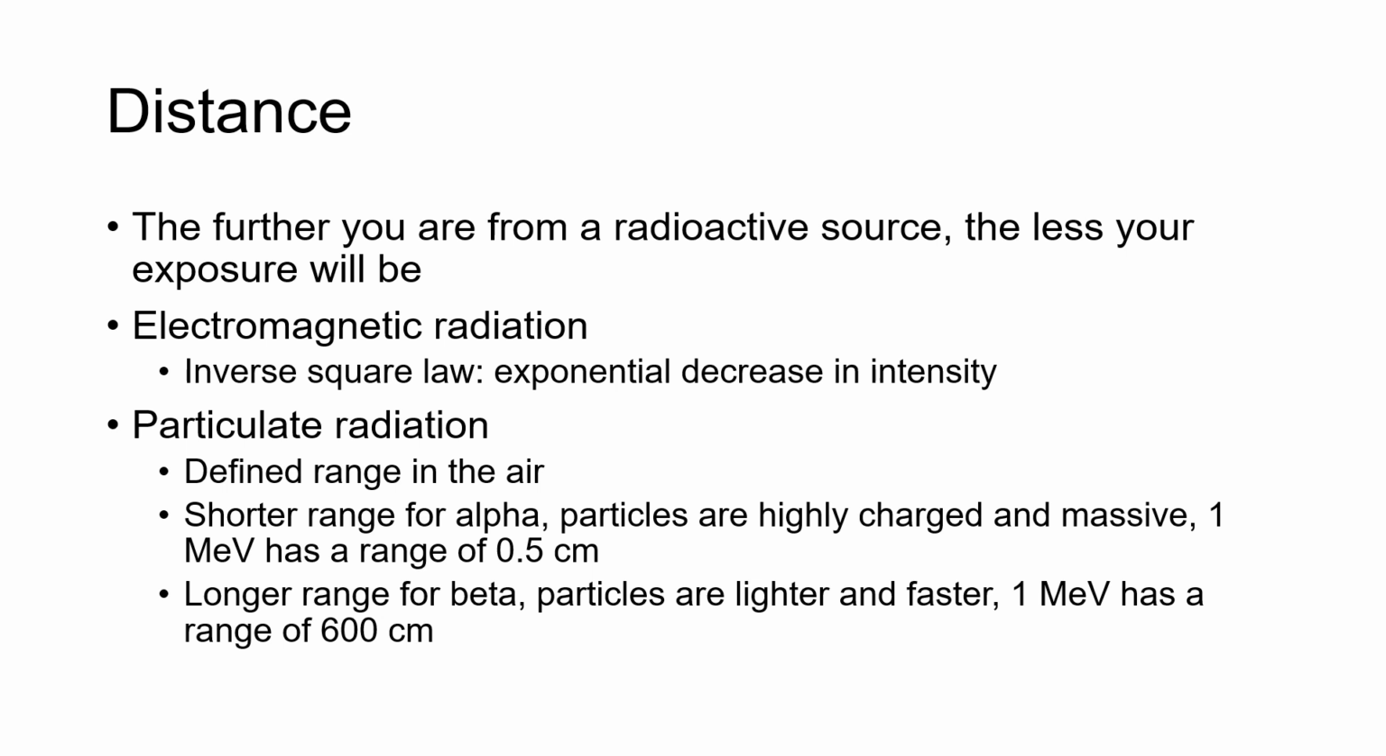But beta particles are lighter and faster, so their range is further. They also have less energy than alpha particles. For example, 1 MeV of beta particles has a range of about 600 centimeters. So this is about 1,200 times as far. The range is about 1,200 times as far as alpha particles.